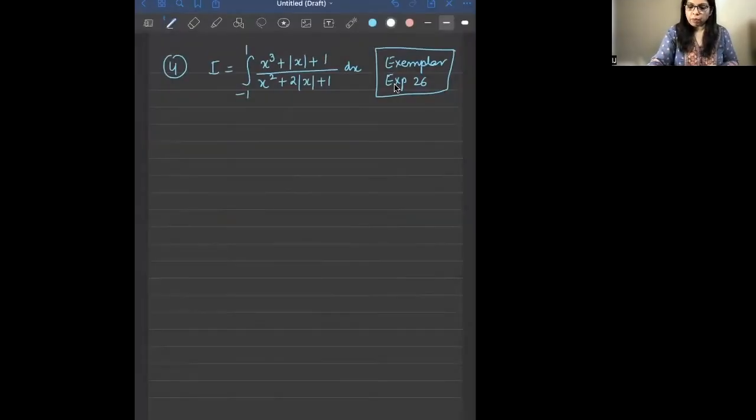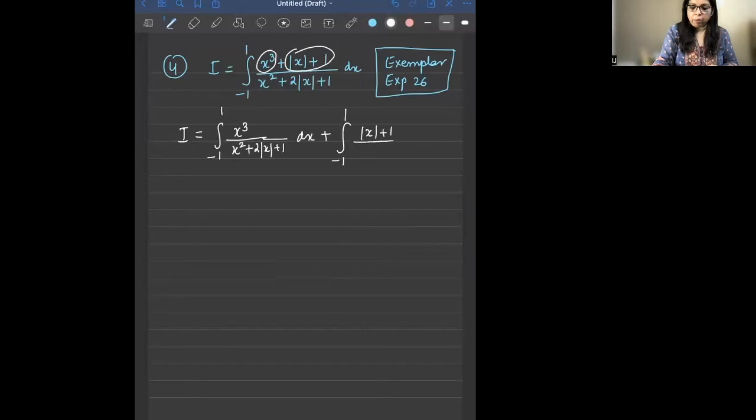Fourth question is from exemplar. This is exemplar question number 26. We can split this integral into two integrals by taking x cube as one term and mod x plus 1 as second term. So we split it with the numerator. X cube upon x square plus 2 mod x plus 1 plus minus 1 to 1 mod x plus 1 upon x square plus 2 mod x plus 1, and we can take these integrals as I1 and I2.